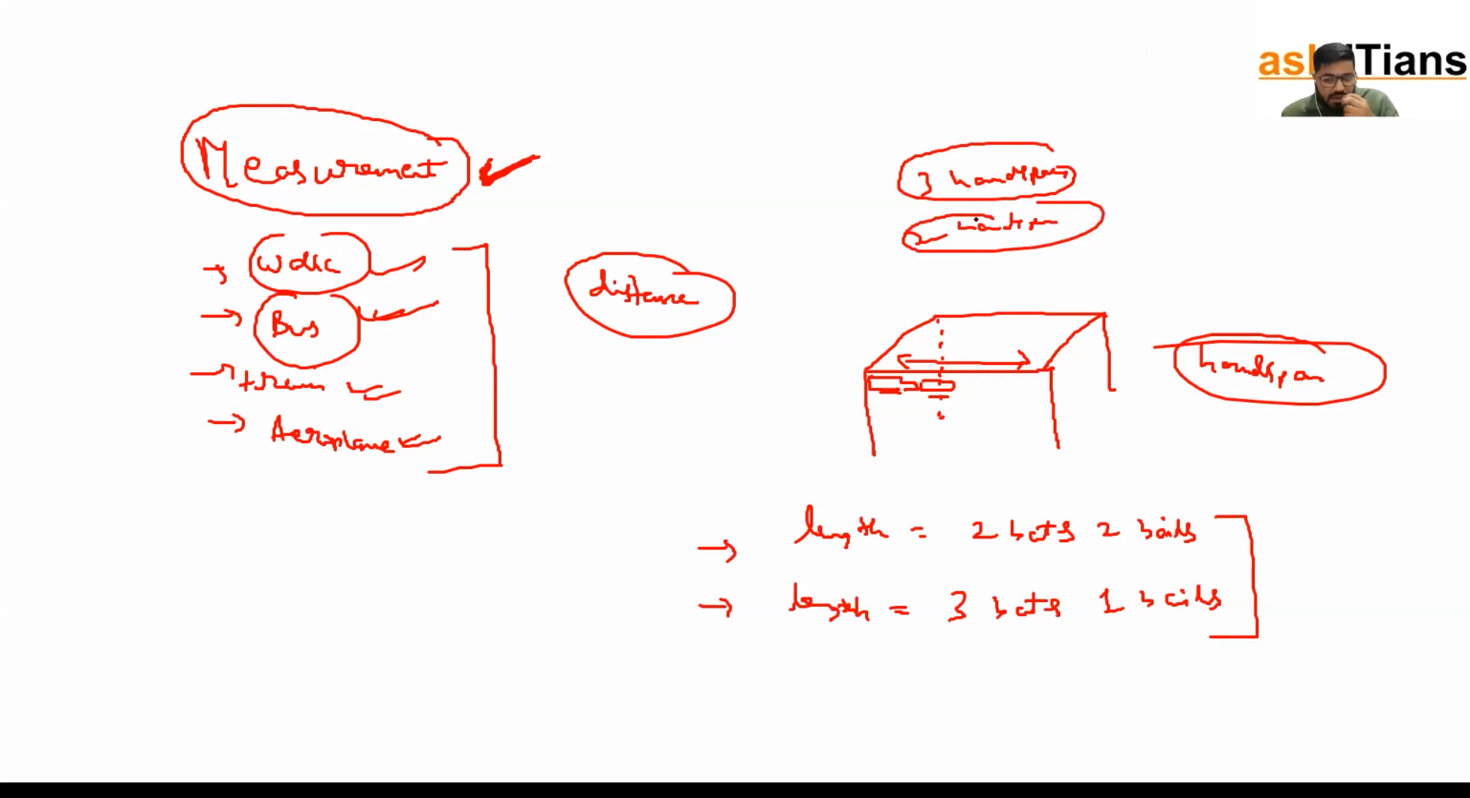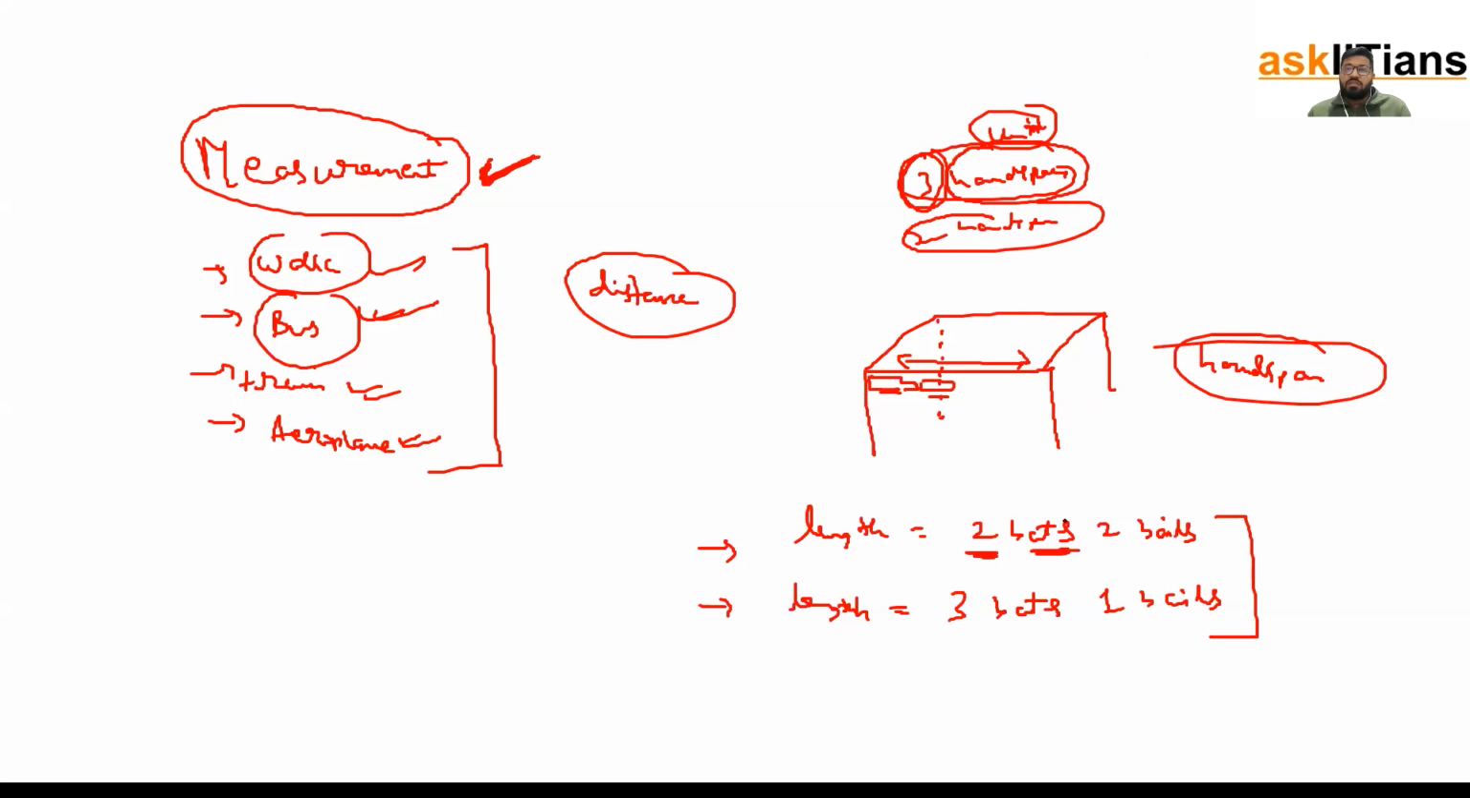So basically, if I go about measurement, there are 2 things involved in measurement. One is this 3. So 3 is the number which is showing the magnitude, and hand span is something known as the unit. Hand span is the unit which you are using to measure the length or width of anything. In this case also, this 2 is the number and bat is the unit which you are using.